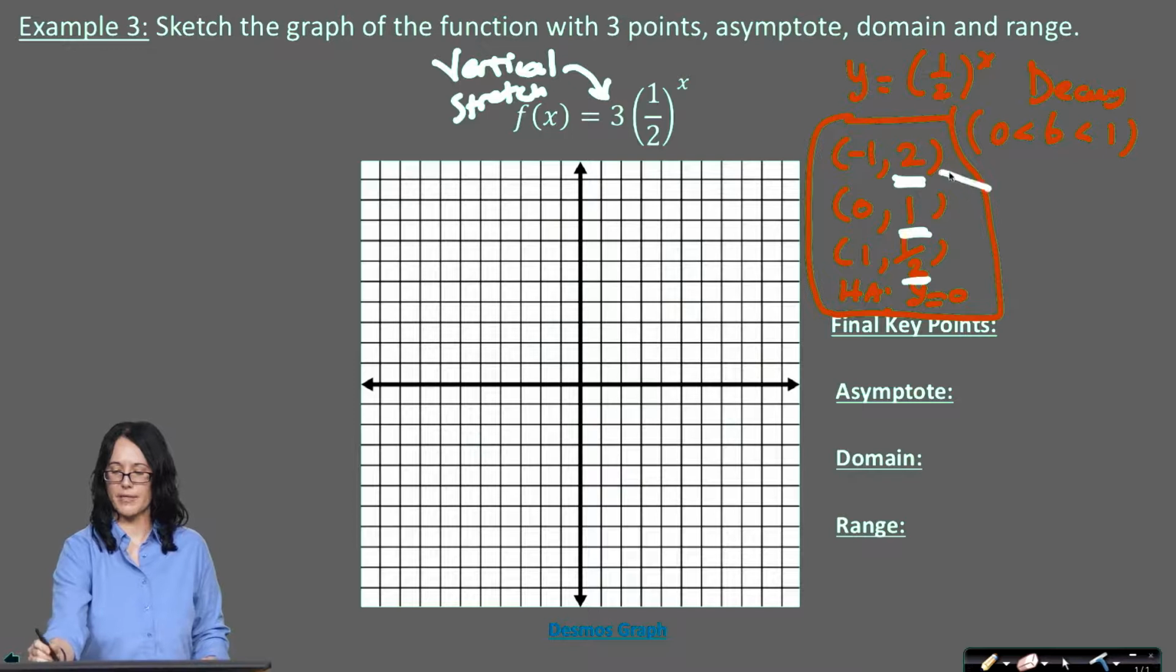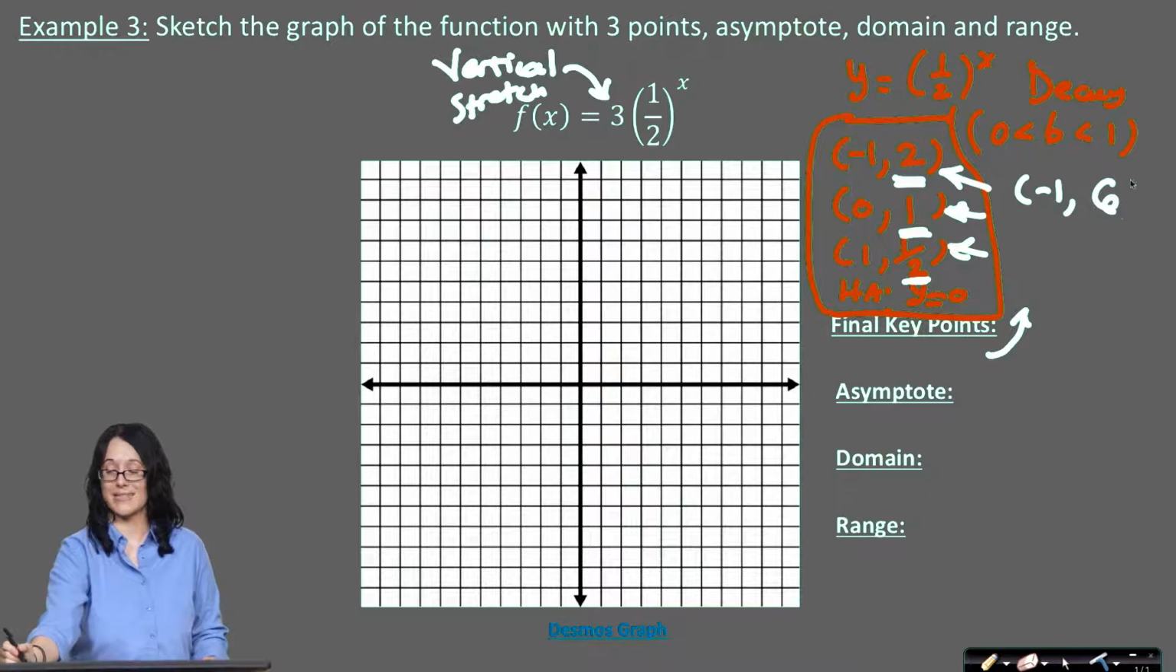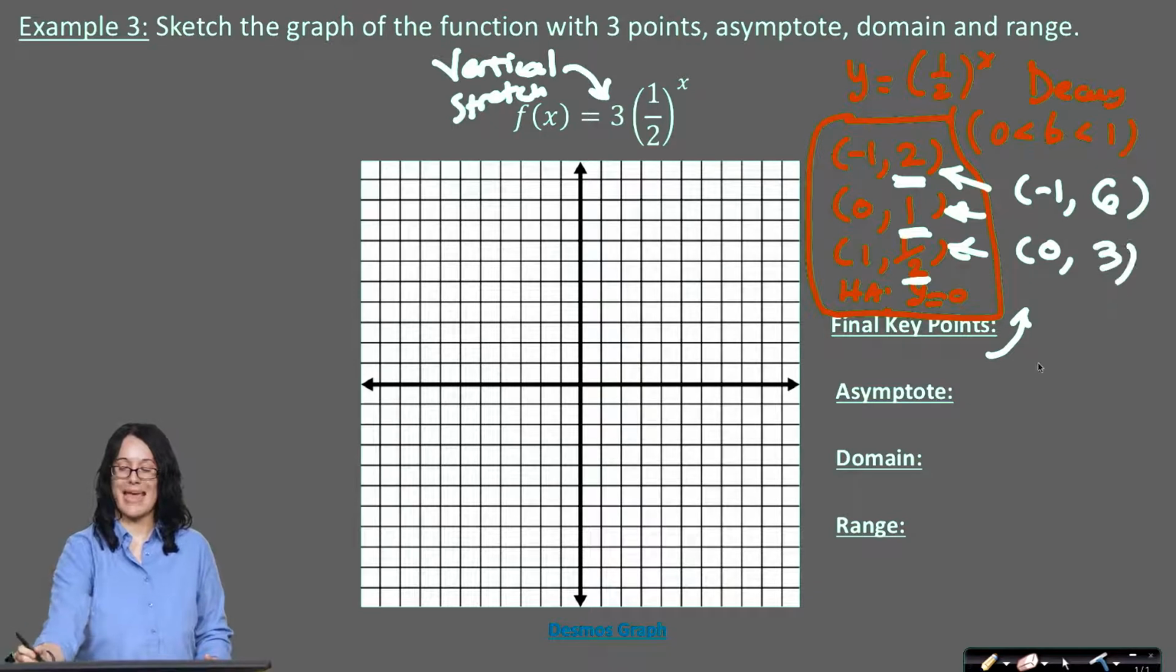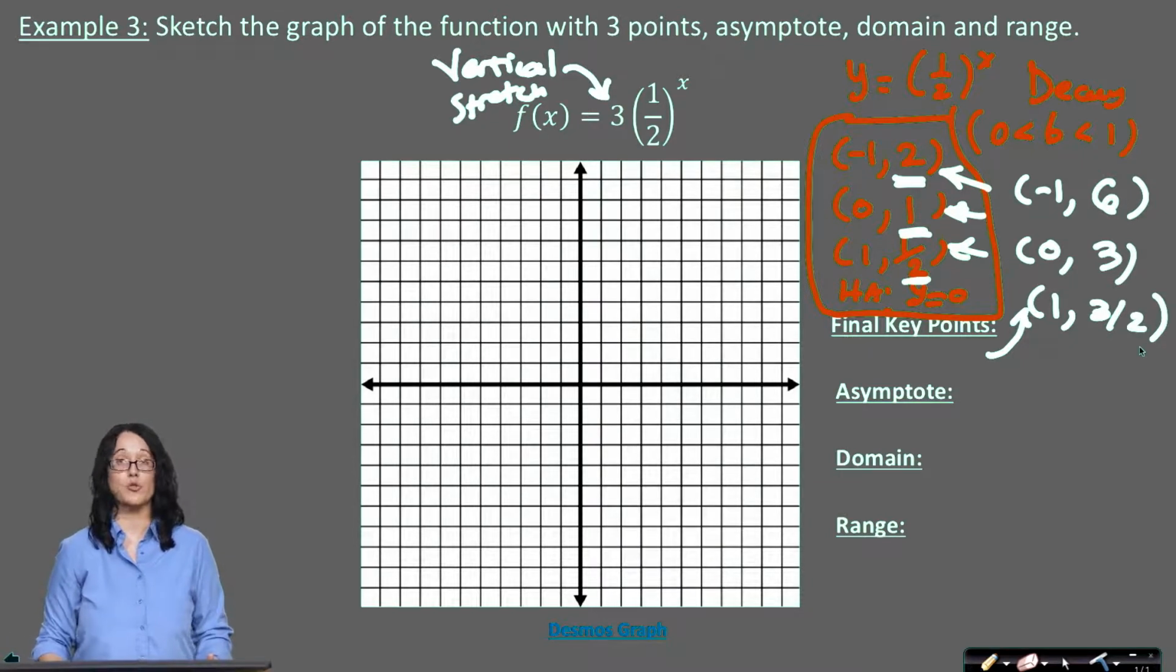Your final 3 points then, if you triple your y values this time, would be, when you have an input of negative 1, negative 1 would give you 2 times 3, or 6. Positive 0, or just 0, would give you 1 times 3, or 3. And positive 1 would give you 1/2 times 3, which is really 3 over 2. You might need to work with your fractions a little bit there. 3 over 2 is 1.5.